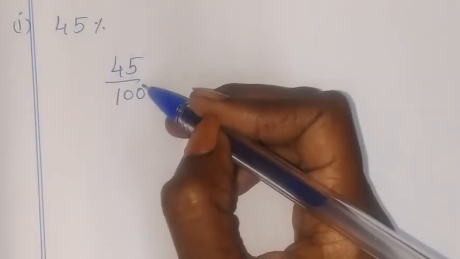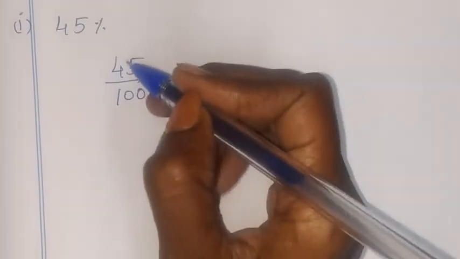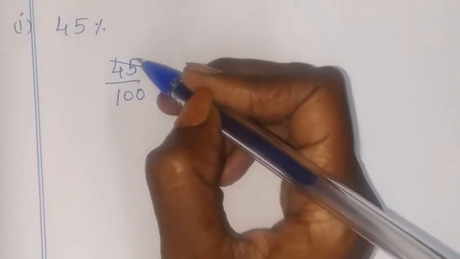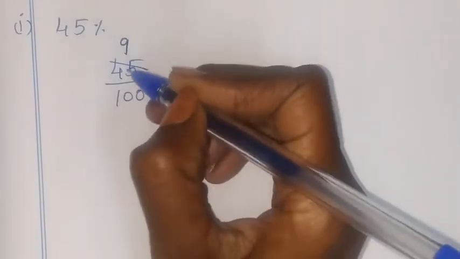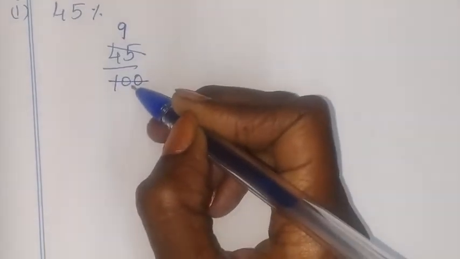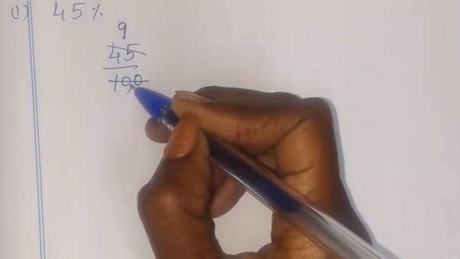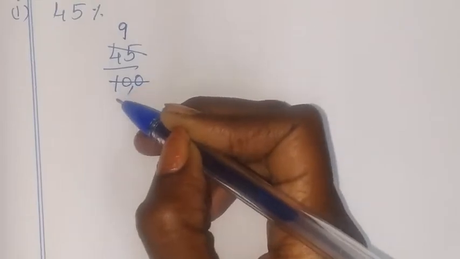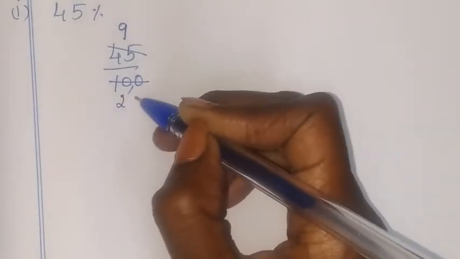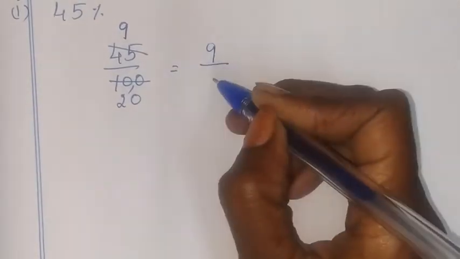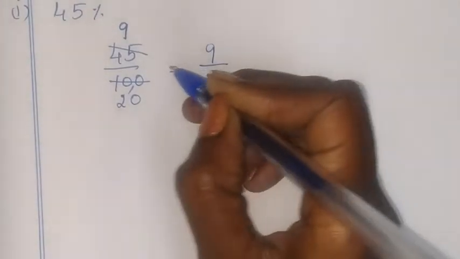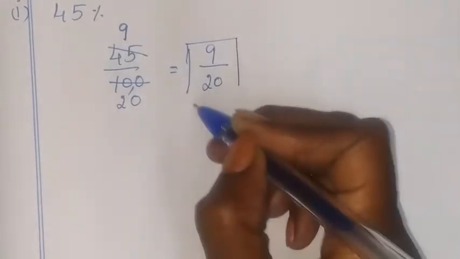Both will go in the 5 table, so keep the 5 table in mind. 45 in the 5 table is 9 5s are 45. Now first we have to choose two numbers. 10 in the 5 table is 2 5s are 10, and the 0 we have to bring down as it is. So the fraction form in the simplest form is 9 by 20, and that is the answer here.